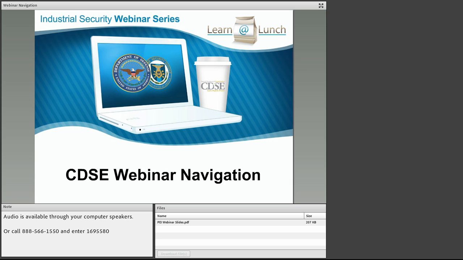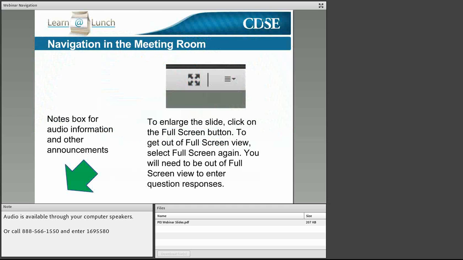Of course. Thank you, Pete. Before we get started, we'll take a tour of our meeting room. You're going to find in the bottom left-hand corner, as marked with a green arrow here, a notes box. This lists the call-in number and other announcements. If you are disconnected from the audio, this number will remain on screen for your reference. Be aware that the audio for this meeting is available both by telephone and through your computer speakers.